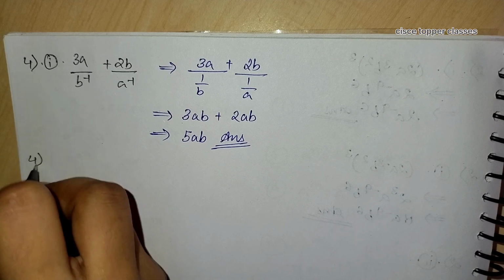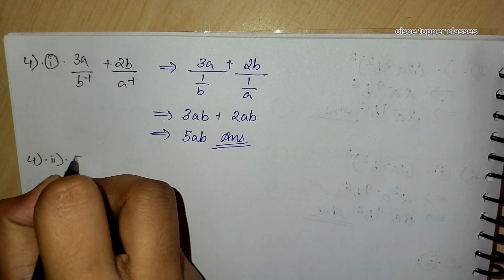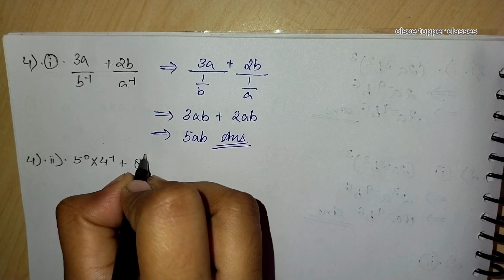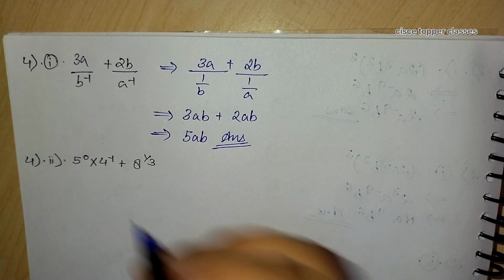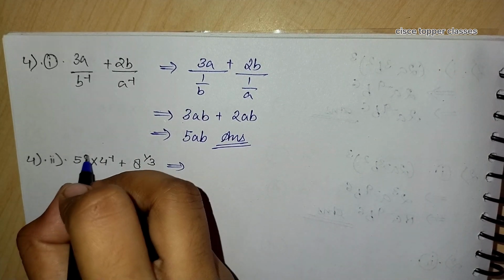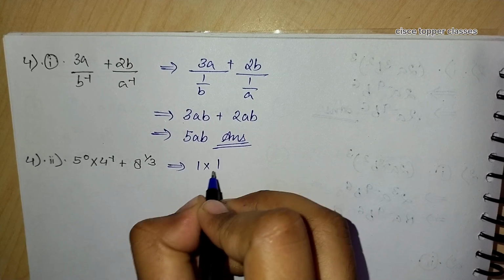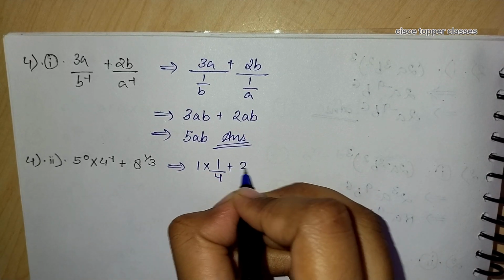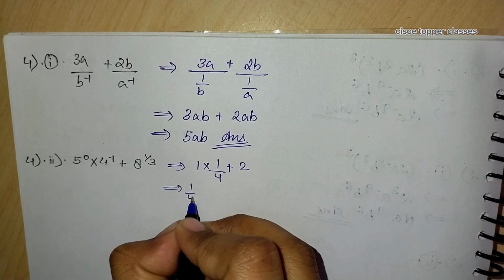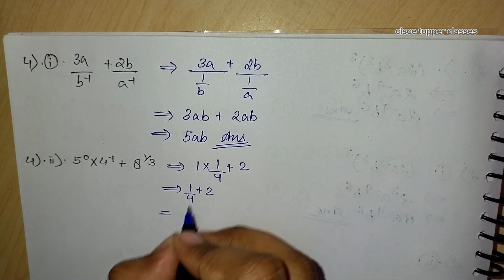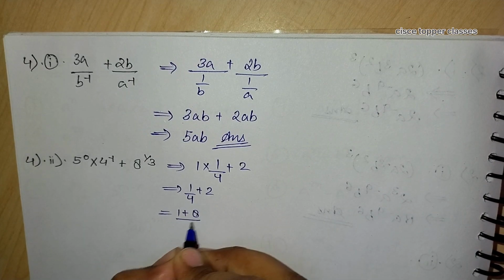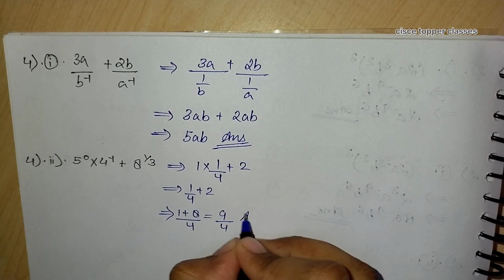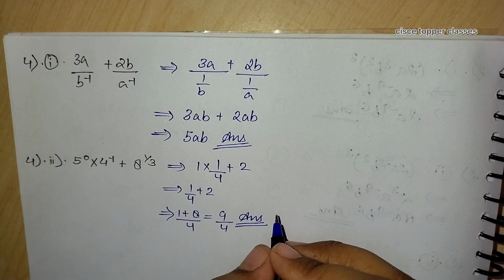Now the second part here is 5 to the power 0 into 4 inverse plus 8 to the power 1 by 3. So simply here we can write it as 5 to the power 0 as 1 into 1 by 4 plus 8 under root cube, which is 2. So this will be 1 by 4 plus 2 equal to 1 plus 8 divided by 4. So this will be 9 by 4 as the answer in this question.